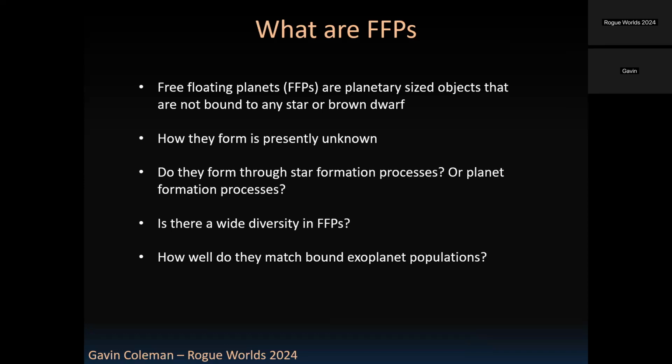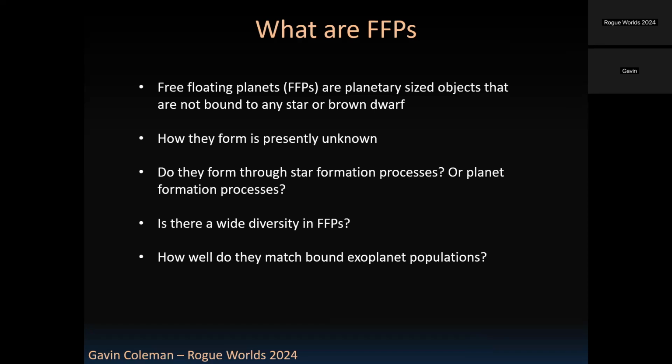Do they form through star formation processes, which is more applicable to the giant planets, or do they form through planet formation processes similar to core accretion, which is what you just spoke about? Is there a wide diversity in FFPs? Should we be expecting that, especially in terms of compositions as well, for all the future work?